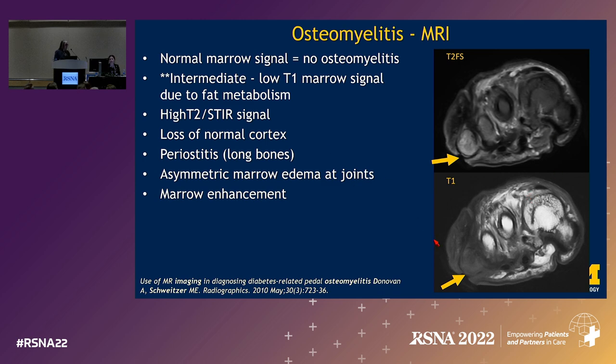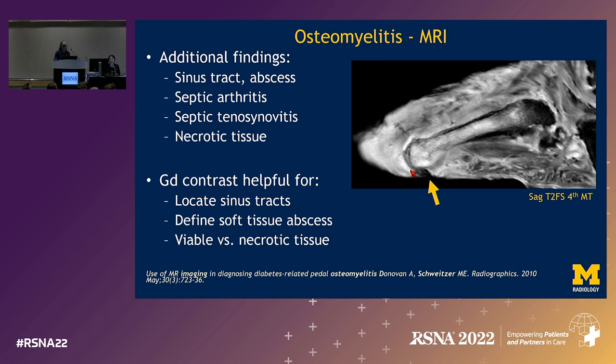So in the image on the bottom, the T1 weighted image, we see effacement of the cortex, or thinning of the cortex, and we see confluent intermediate to low T1 signal, as well as high T2 signal. So this is suspicious for osteomyelitis. In a similar but different patient here, we have an ulcer crater subjacent to this metatarsal. The metatarsal head and shaft have confluent bone marrow edema. We also see T2 hyperintensity of the cortex. And these findings, together with the subjacent ulcer, are highly concerning for osteomyelitis.